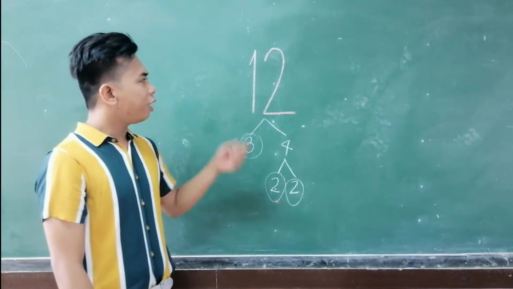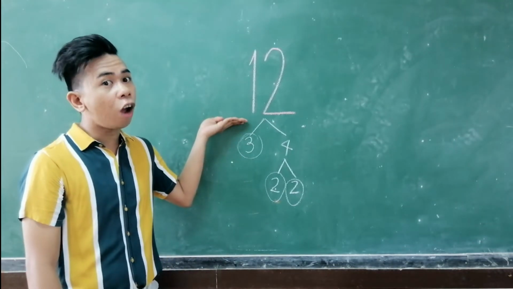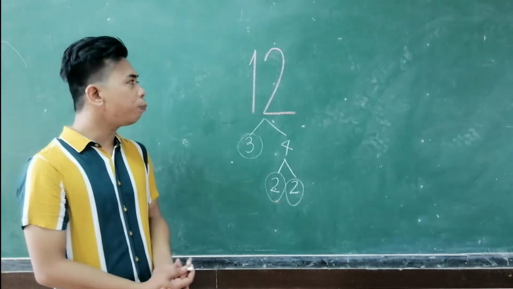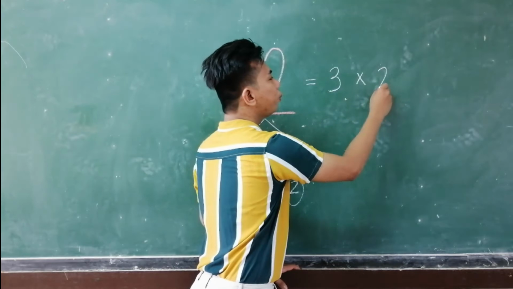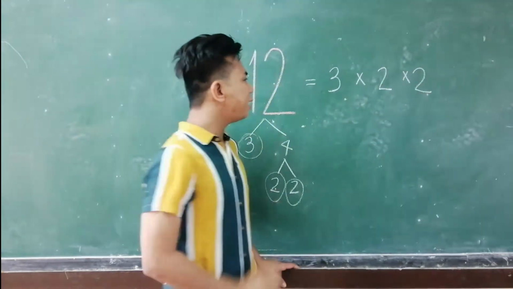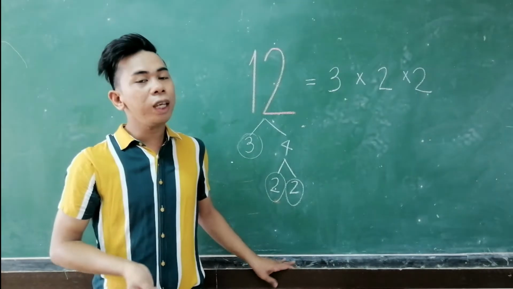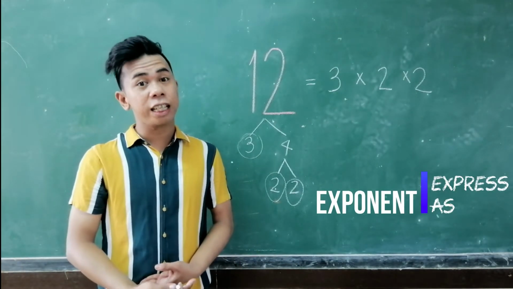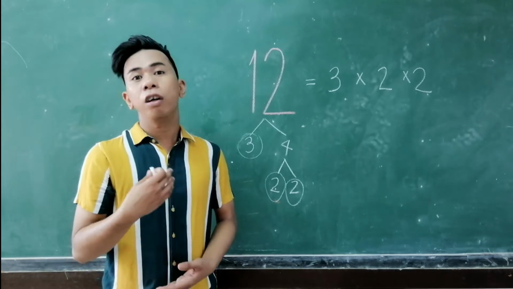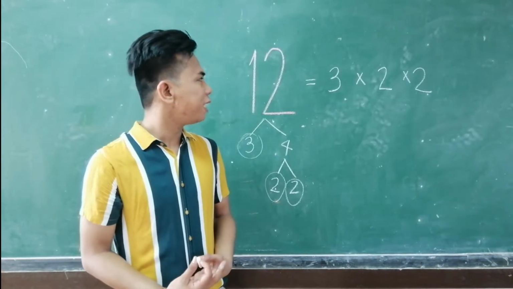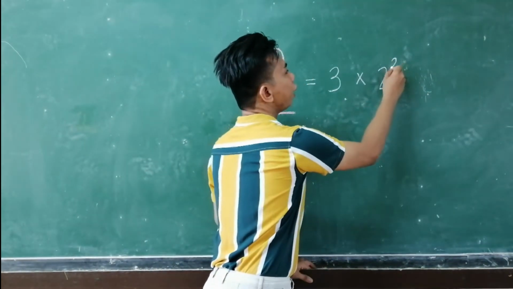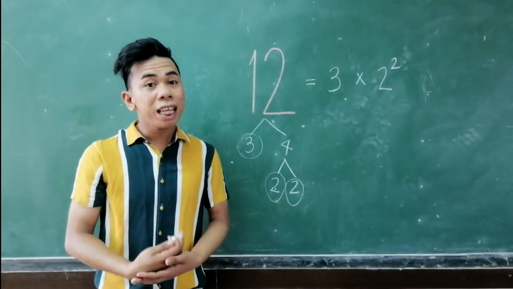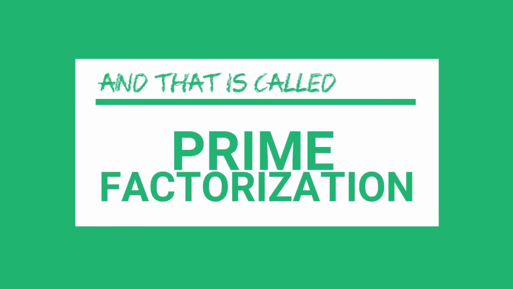So we can say that when we rewrite 12, a composite number, as factors of prime, we have 3 times 2 times 2. And since 2 occurs twice, we can express it with an exponent, as the power of the recurring prime. So we can say that 12 is 3 times 2 squared because 2 is repeated twice. And that process is what we call prime factorization.